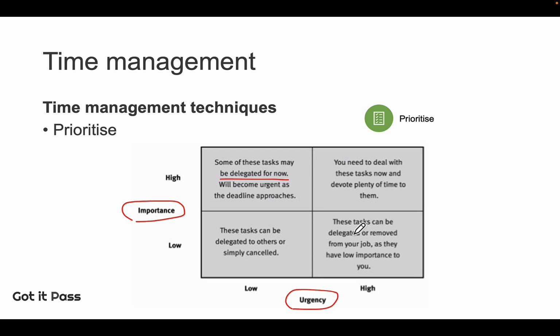And the last box here is where both urgency and importance are high. It means that you need to deal with these tasks now and devote plenty of time to them. In other words, you should focus on those tasks which are urgent as well as very important to you. After clearing these tasks, you can focus on those tasks with high importance to you but low urgency. You need to think whether those not important tasks can be delegated to others or even removed from your list.